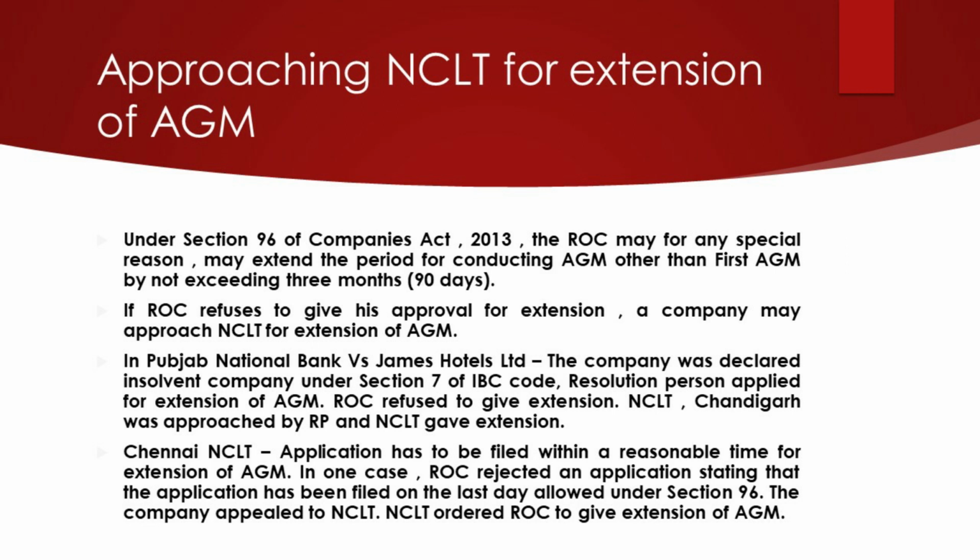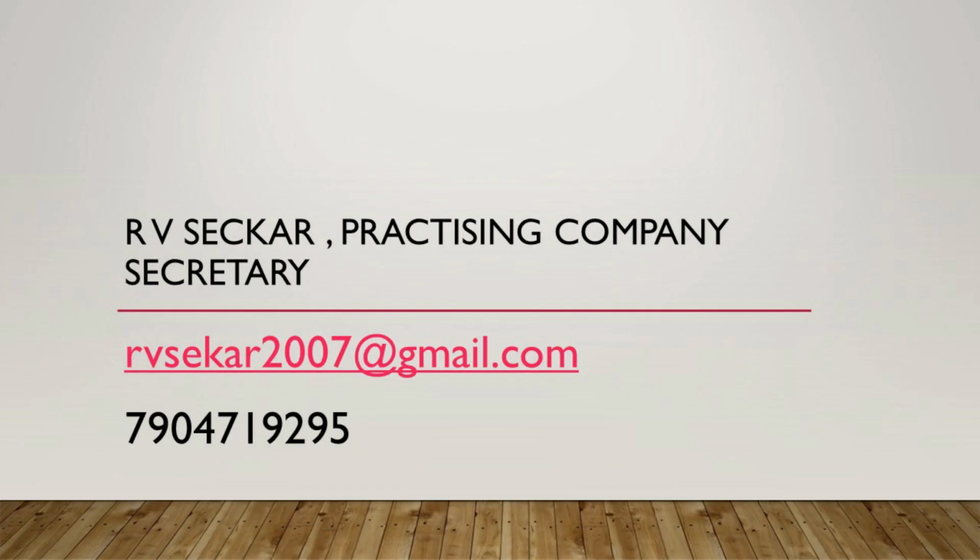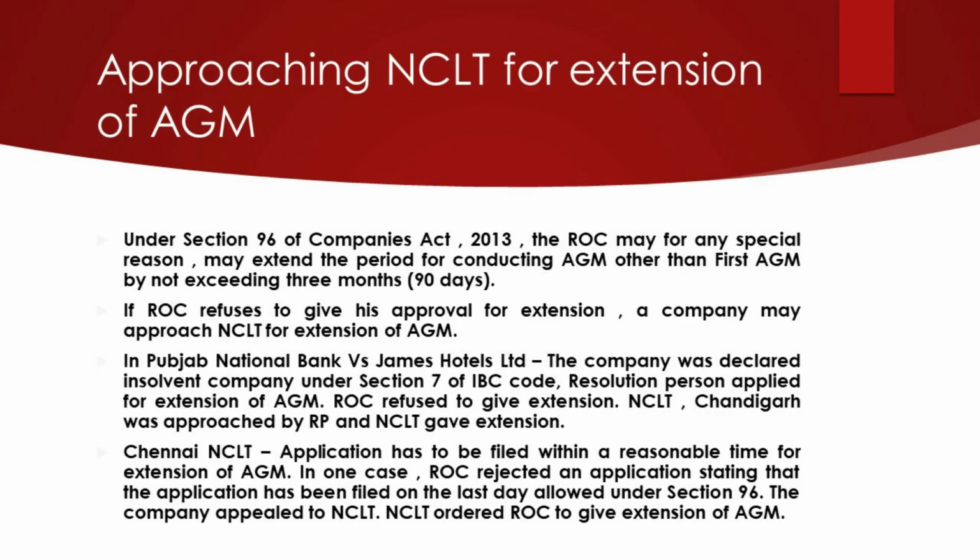If the ROC refuses to give permission for extension of the AGM, the stakeholder can approach the NCLT. Under section 96 of the Companies Act, the ROC may, for any special reason, extend the period for conducting the AGM, other than the first AGM, by not more than 3 months, that is 90 days. If the ROC refuses to give approval for extension, a company may approach the NCLT for extension of the AGM.